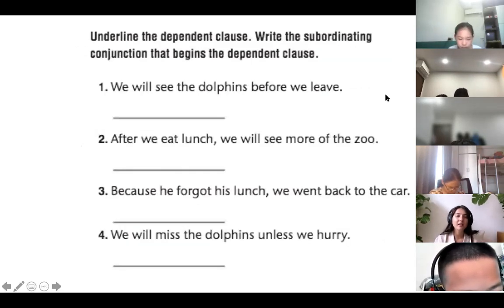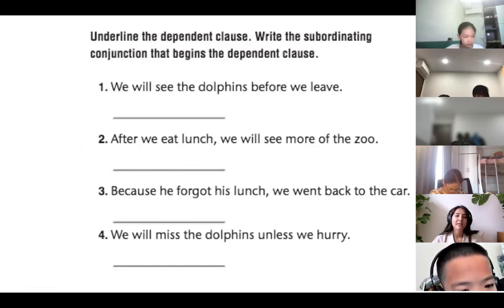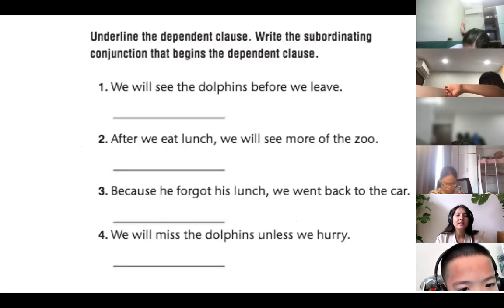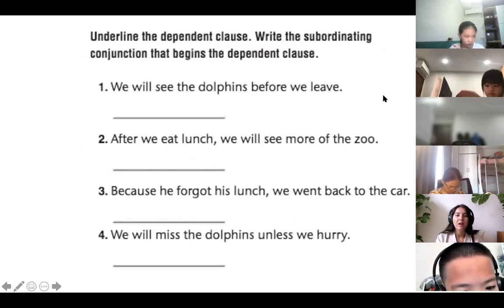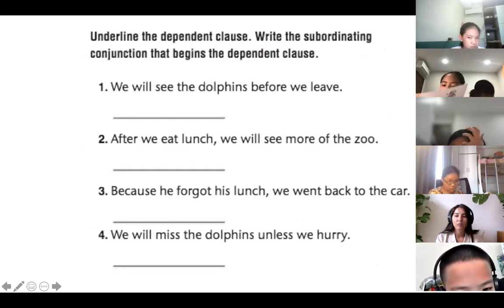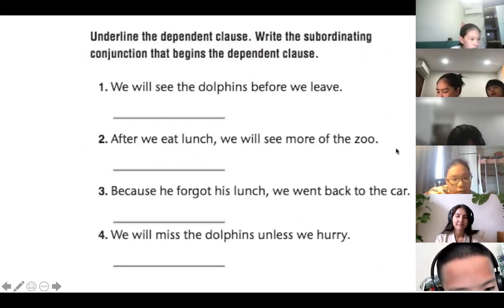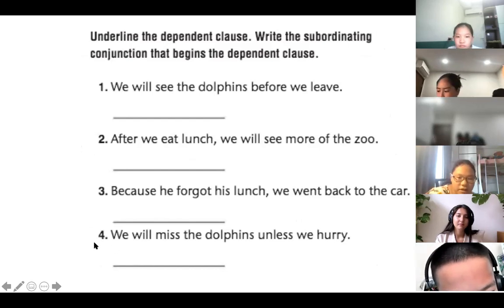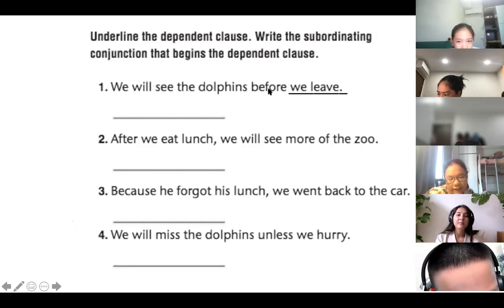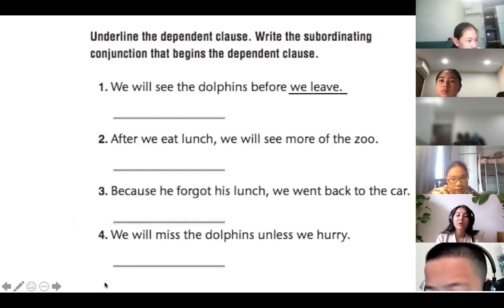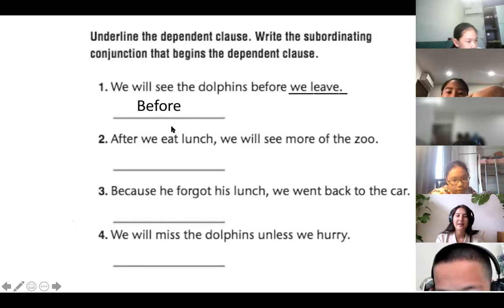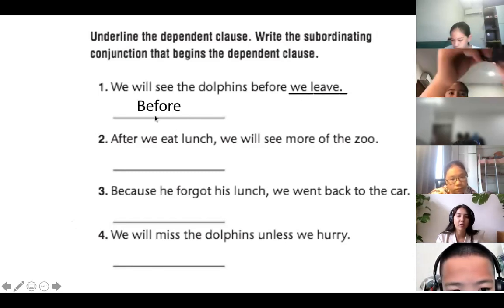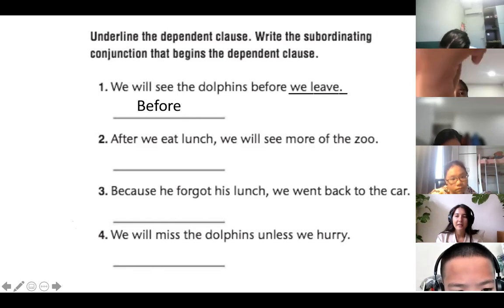Underline the dependent clause. Write the subordinating conjunction that begins the dependent clause. Number 1, we will see the dolphins before we leave. What is my dependent clause here? Katie, what should we have underlined? We should underline before we leave. So we should underline we leave because before is our subordinating conjunction that begins the dependent clause. So we leave is what we're looking for, before we leave. Good job, Katie.